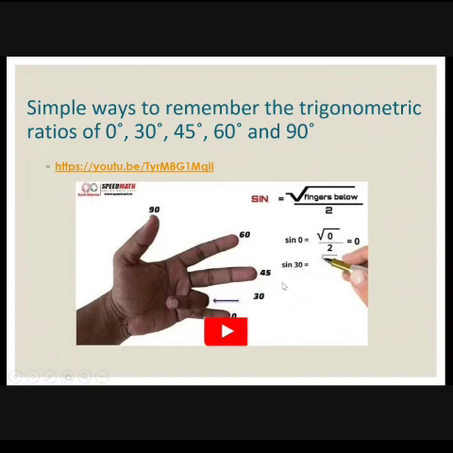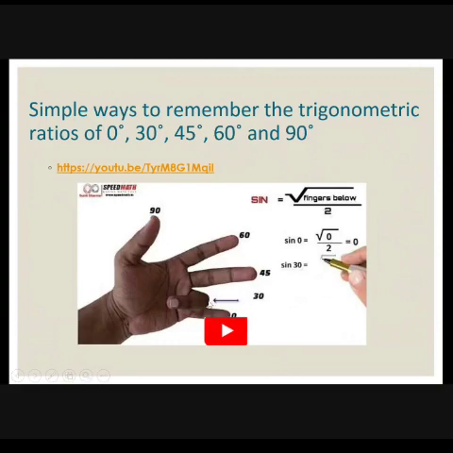Like for example, the value of sine is given by the square root of fingers below upon 2. If I take the little finger to be 0, 30 degree, 45 degree, 60 degree and 90 degree, then sine 0 will be given by the number of fingers below 0, square root of 0 upon 2, which is equal to 0. If I want to find out sine 30, the number of fingers below is 1, square root of 1 is 1, 1 upon 2.